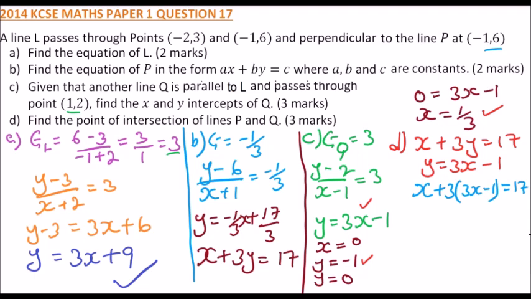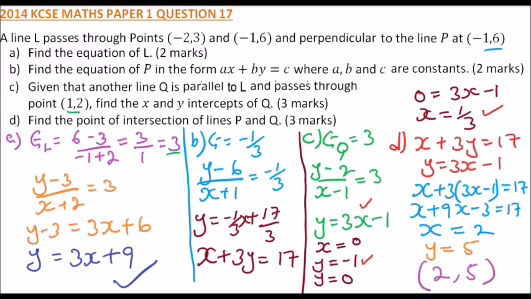So when you simplify this, now that you have one unknown, you find that this is x + 9x − 3 = 17. You simplify and you find x is equal to 2. When x is equal to 2, you can now substitute here. So y = 3 times 2, that is 6 − 1. So y is equal to 5. So the point of intersection of P and Q is actually (2, 5). So that's how you work out that question.